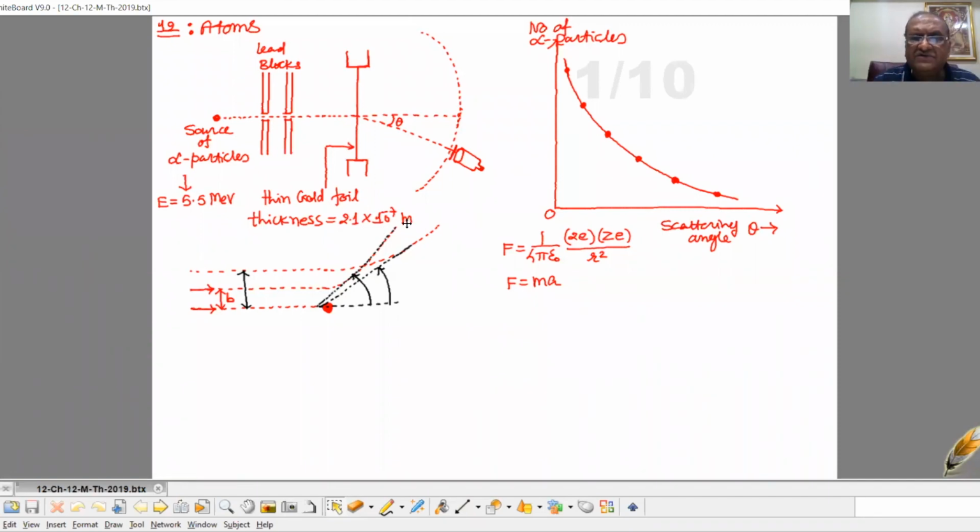So the very first thing that one can conclude like this, and Rutherford also concluded that thing, is that when an alpha particle is incident on the gold foil, then it suffers only one collision.